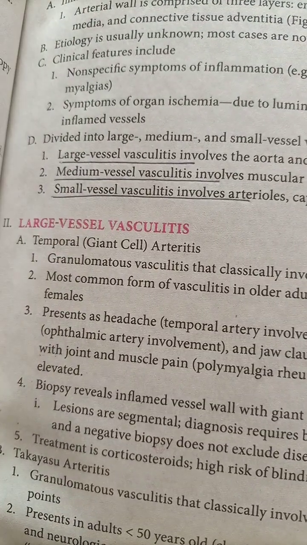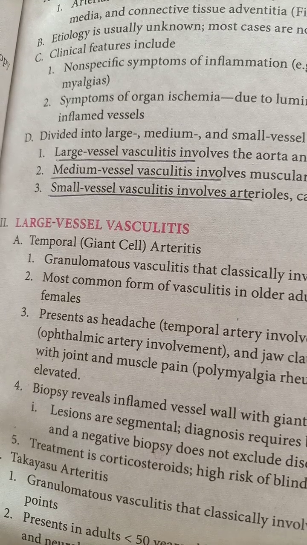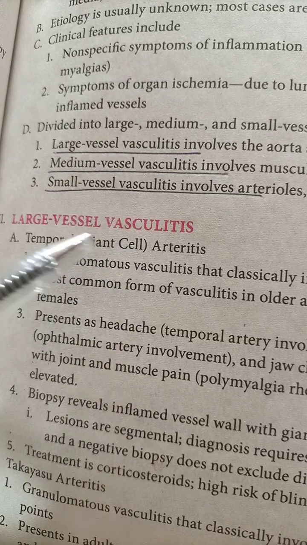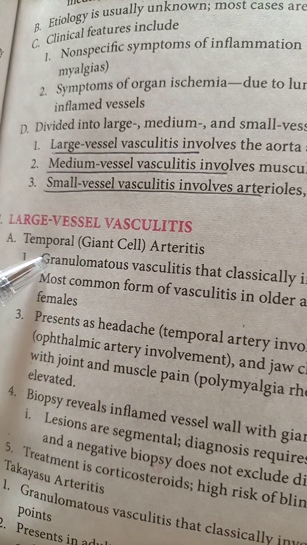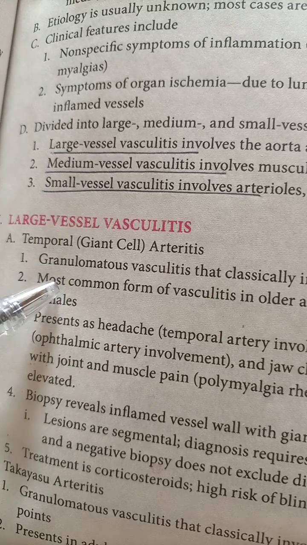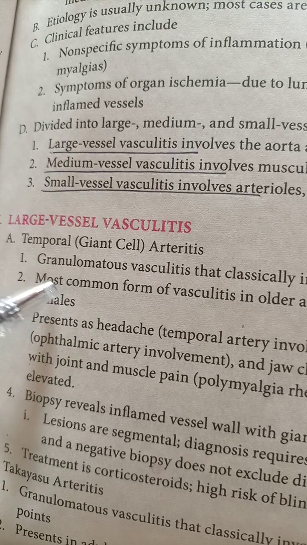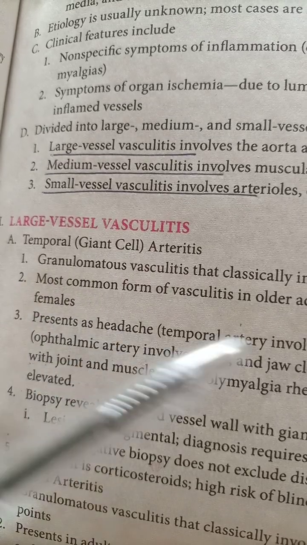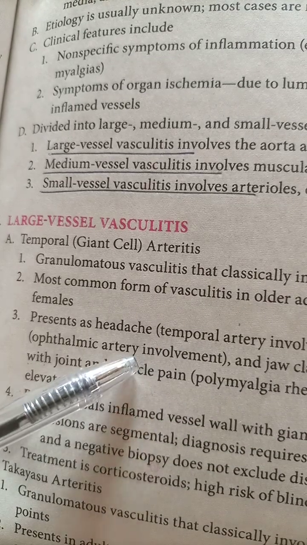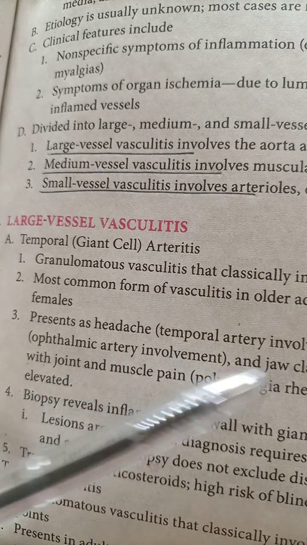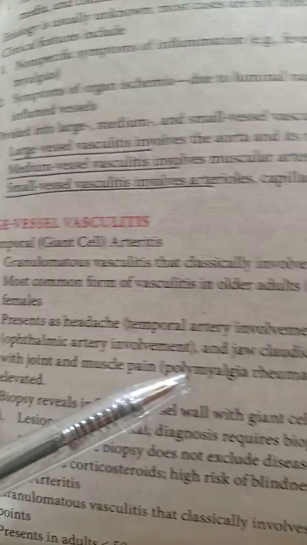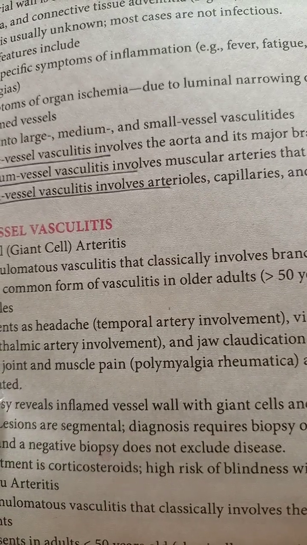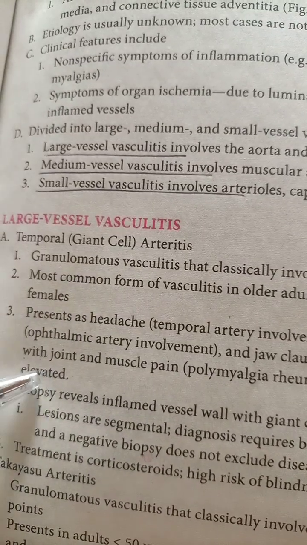Okay, so now we are going to look at the first type of vasculitis, which is giant cell arteritis, a large vessel vasculitis, in which granulomatous vasculitis is present. It is the most common form of vasculitis in older patients whose age is more than 50 years. The patient will have headache, visual disturbance, jaw claudication, or flu-like symptoms, or polymyalgia rheumatica. Ophthalmic artery involvement results in visual disturbance. ESR will be elevated in the patient with giant cell arteritis.